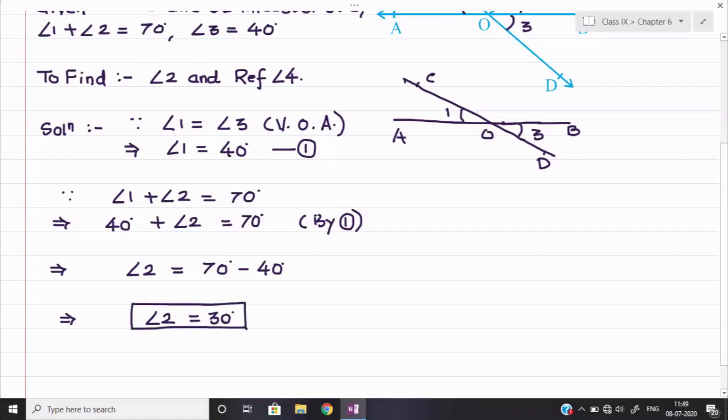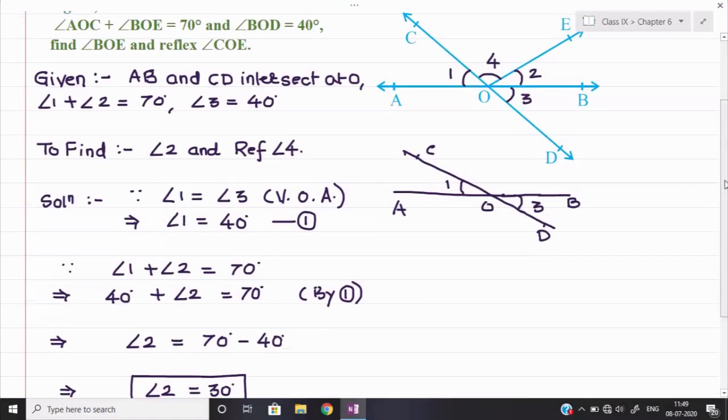Now let us see the second one, what we required. To find angle number 2 was required, and I found angle number 2 over here. Now we require the value of reflex angle 4. For that, first of all, we need to find out the angle 4, then only we can find out the reflex angle 4. Reflex angle, I have told you, is the angle required along with the given angle to form the circle. So first I need to find out the value of angle 4.